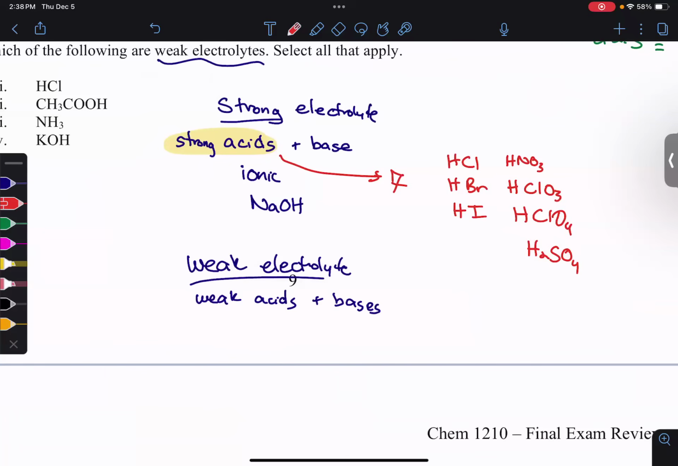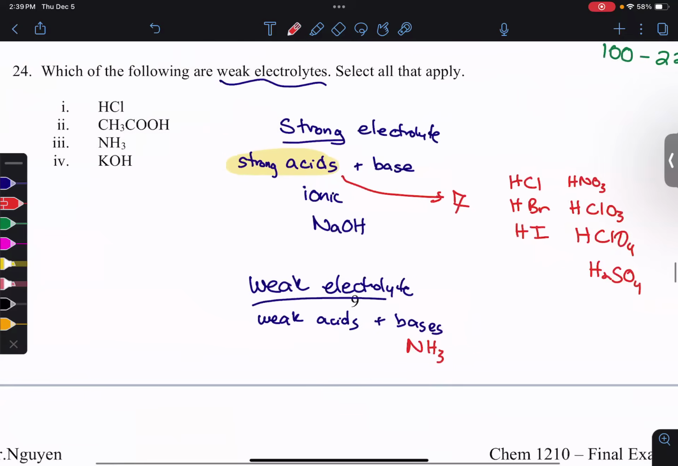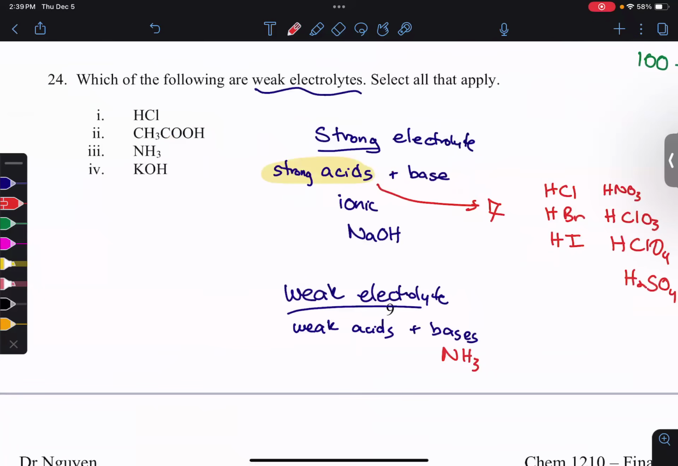Okay, and then finally for weak bases, the only one you need to know is ammonia for now. You'll learn a lot more in 1220. A lot more. And you'll hate it. Okay, so if you can memorize those 7 strong acids now, it will be less painful. All right, so which of the following are weak electrolytes? So no, HCl, that's strong. What is this thing? That's acetic acid, so it's weak. Ammonia, that is weak. KOH, nope, that's a strong base.